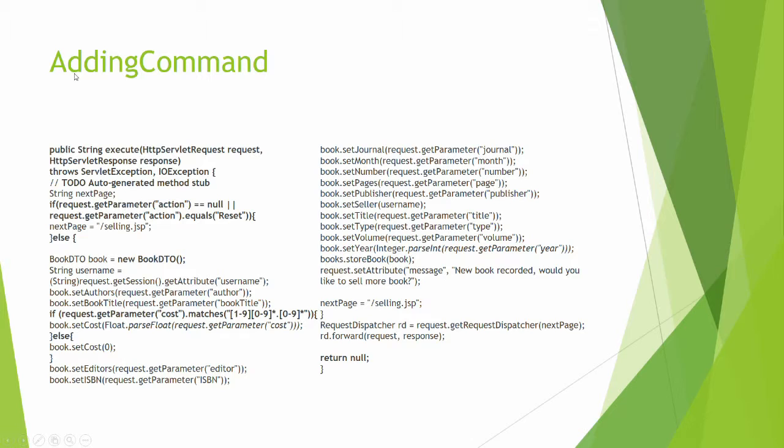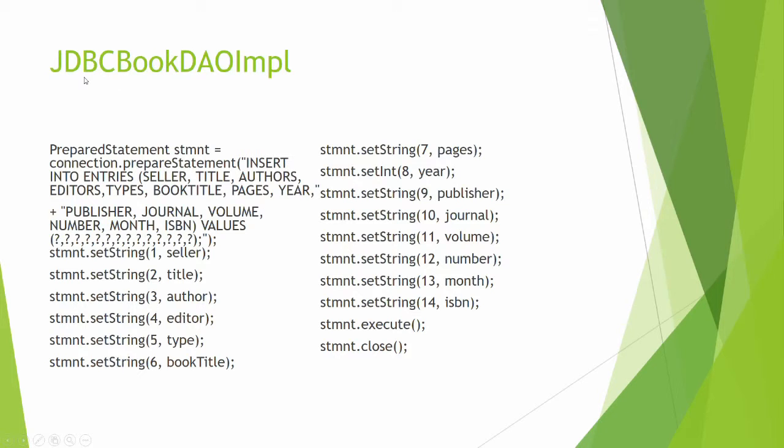So an adding command will be triggered. All the information from the JSP will pass onto the book DTO, and then the book DTO will pass to the JDBC book DAO implementation, and then the insert into entry SQL will be executed.